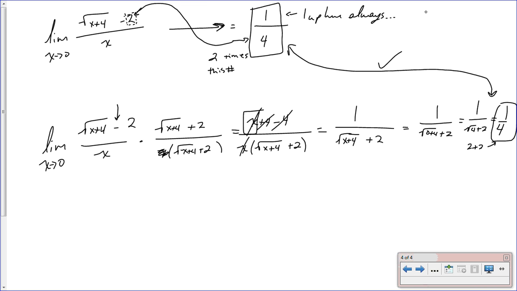Remember, all you're doing is multiplying by the conjugate of the top, and the conjugate of the top is simply the same thing. You just change the sign between the terms. Between the terms, not in front of the first term, but between the terms.